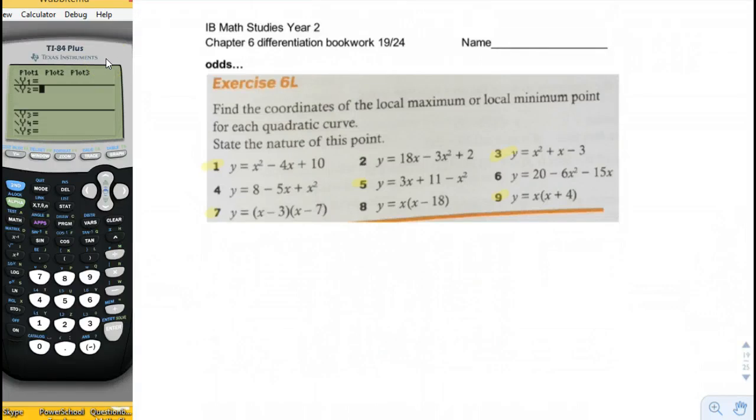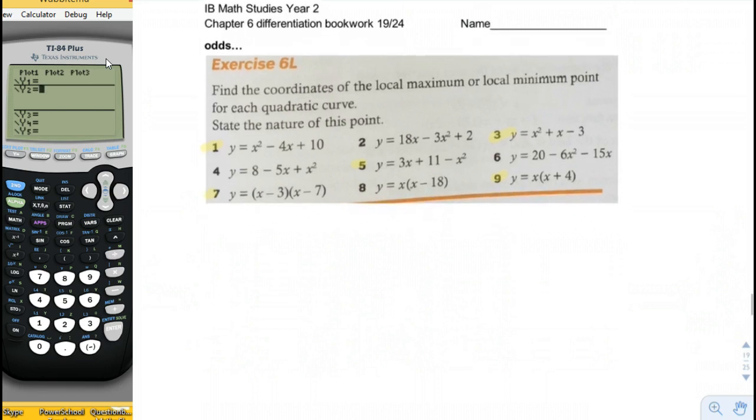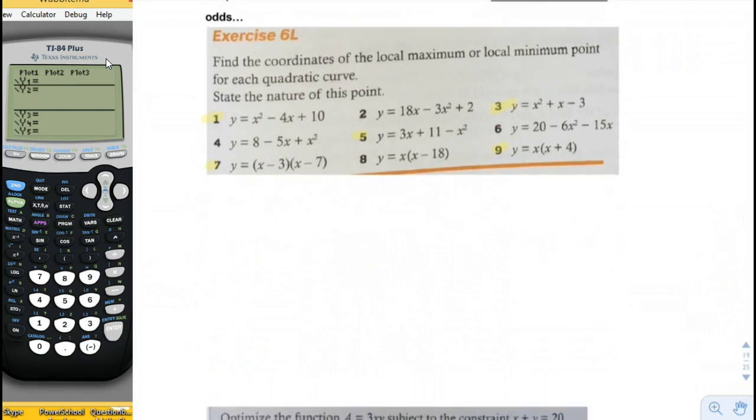Here we are on page 19 and 20 of differentiation. We're going to do the odds on this page. Find the coordinates of the local maximum or local minimum point for each quadratic curve. State the nature of this point.